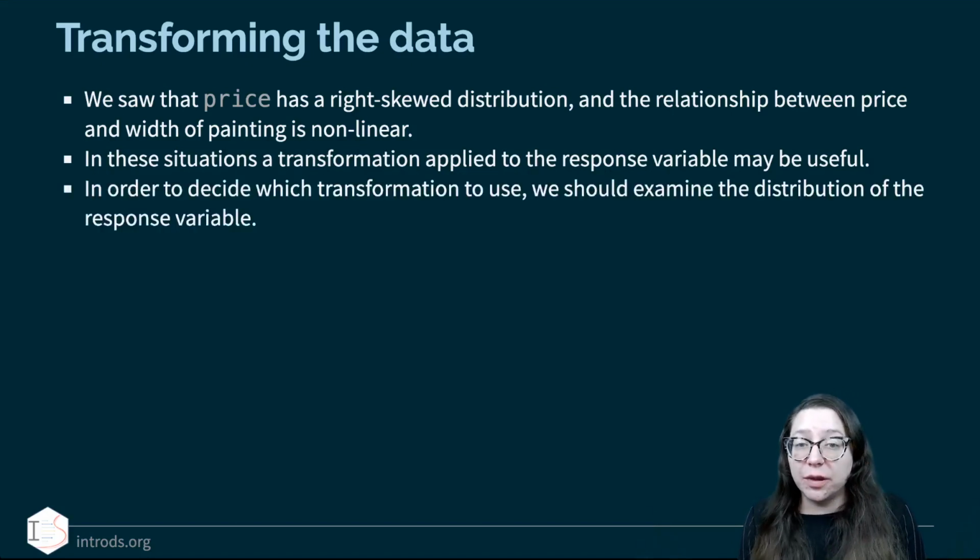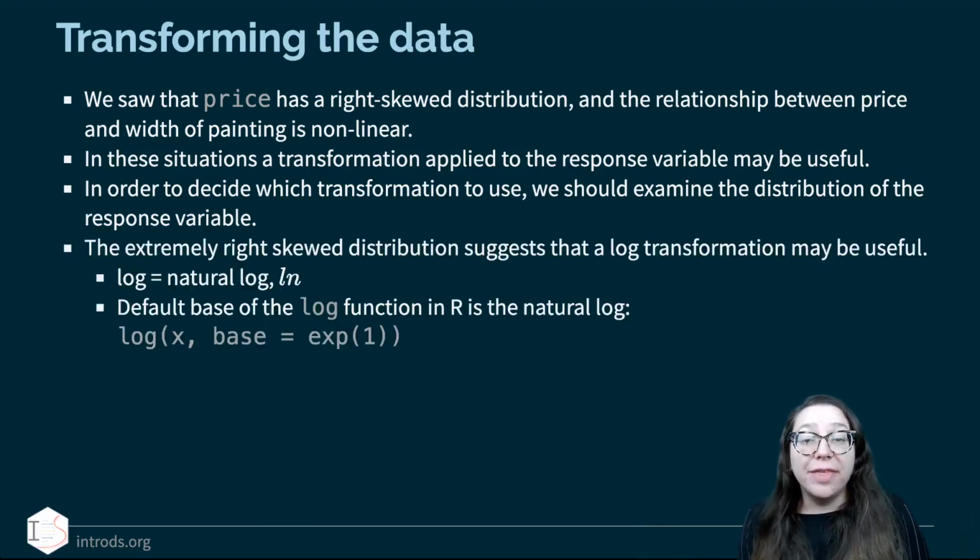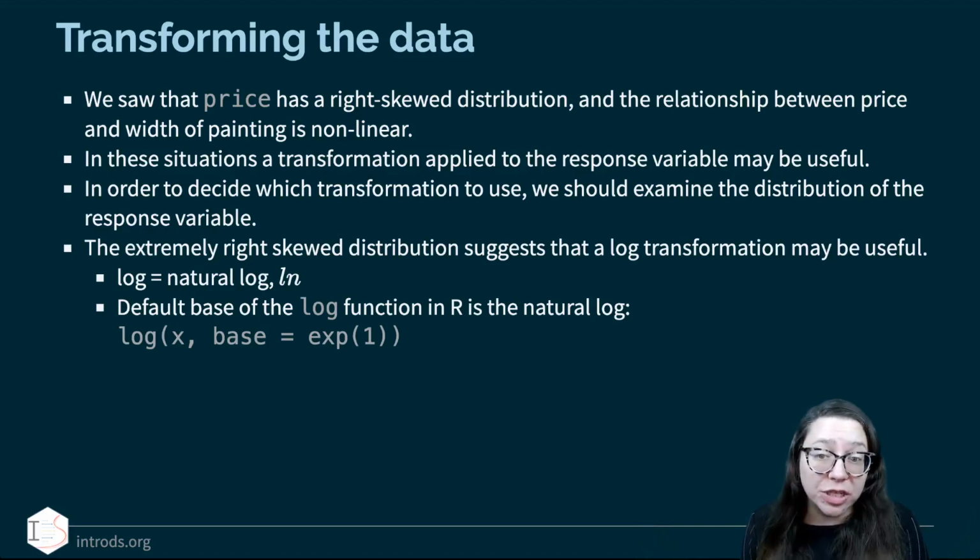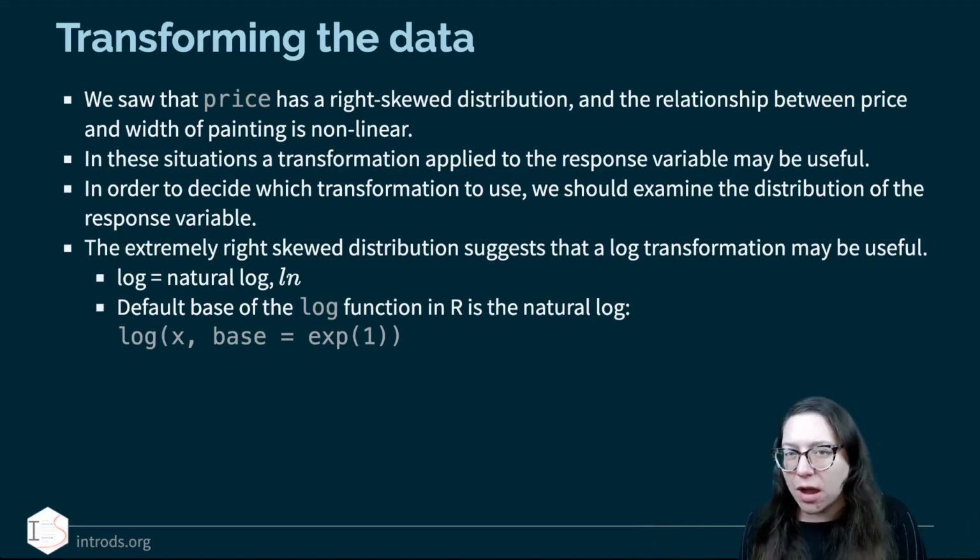In these situations, a transformation applied to the response variable might actually be useful. So in order to decide which transformation to use, we should examine the distribution of the response variable generally. The extremely right skewed distribution suggests that a log transformation might be useful. And when I say log, I'm talking about the natural log. In other mathematical contexts, you might see it as ln. But in most of statistics, and also in R, by default, the log function is the natural log.